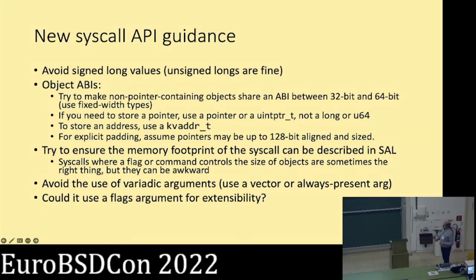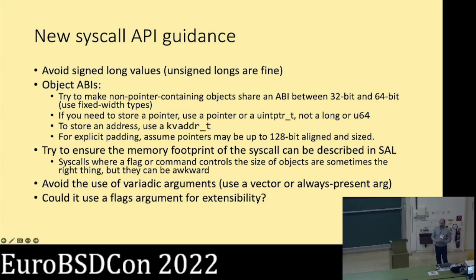If you are adding explicit padding, consider the possibility that pointers might be bigger than 64 bits someday. Otherwise, you might save yourself trouble now, but in hopefully just a few years, pointers might be bigger. Overall, try to ensure that the memory footprint can be described with the SAL annotations I talked very briefly about. They're documented at the top of syscalls.master as well. This is handy for people writing tracing tools and writing sanitizers and things like that. So it's not always possible, but do try.